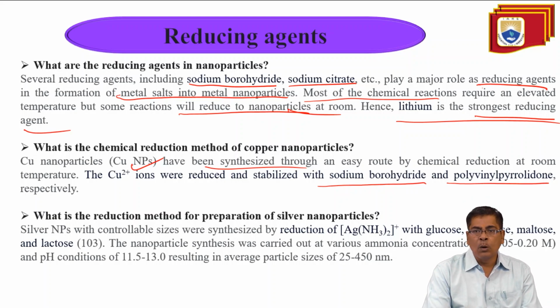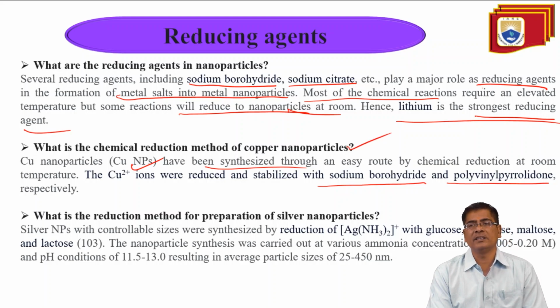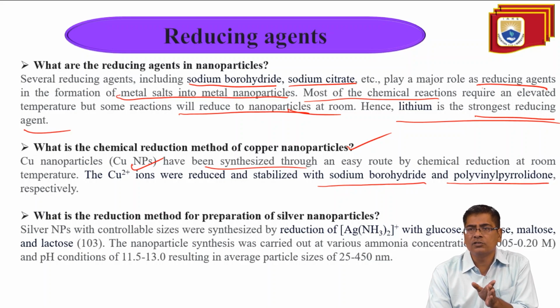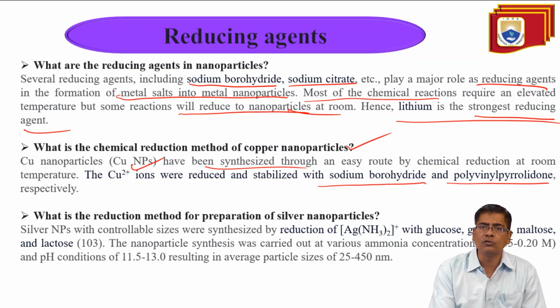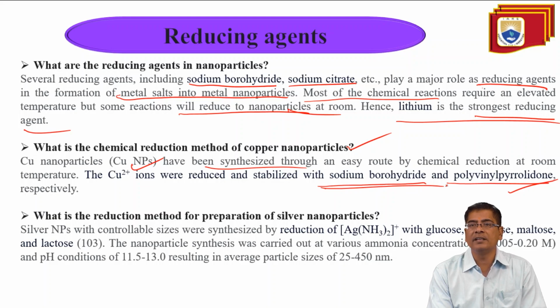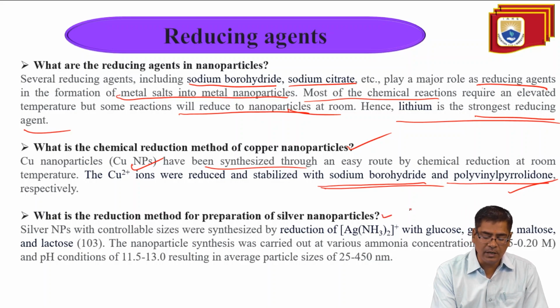Right. So, what is the reduction method for the preparation of silver nanoparticles? Here we have seen how the chemical reduction methods are used for copper nanoparticles and what chemicals are used to separate the copper nanoparticles: sodium borohydride and polyvinyl pyrrolidone. These are the two reducing agents that can be used to separate the copper nanoparticles.